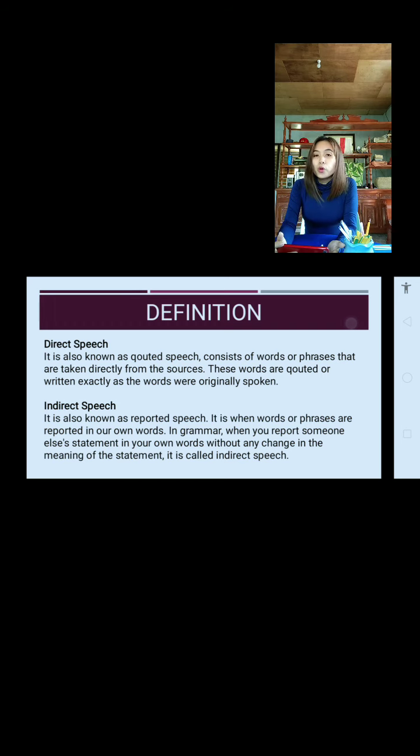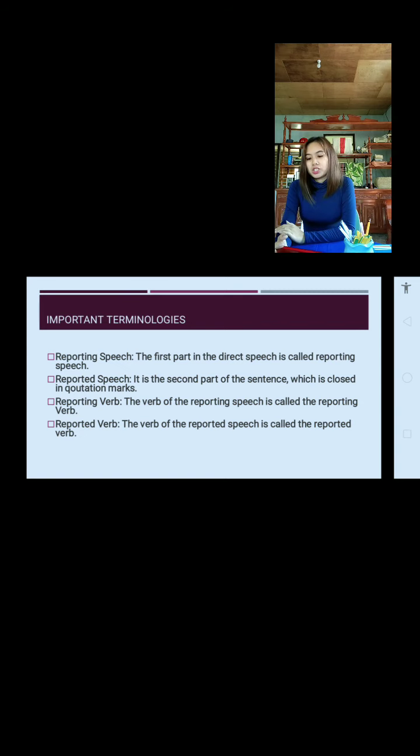So let's have the important terminologies. Reporting speech. The first part in the direct speech is called reporting speech. Reported speech. It is the second part of the sentence which is enclosed in quotation marks. There are quotation marks. That is reported speech. Reporting verb. The verb of the reporting speech is called the reporting verb. Example, they said, the said, that is the reporting verb. Reported verb. The verb of the reported speech is called the reported verb.